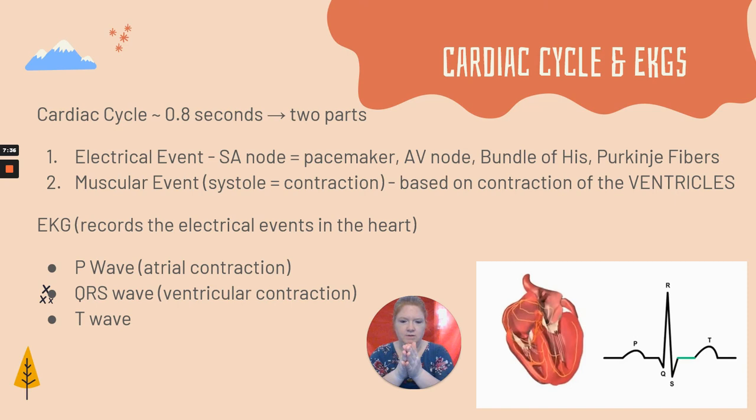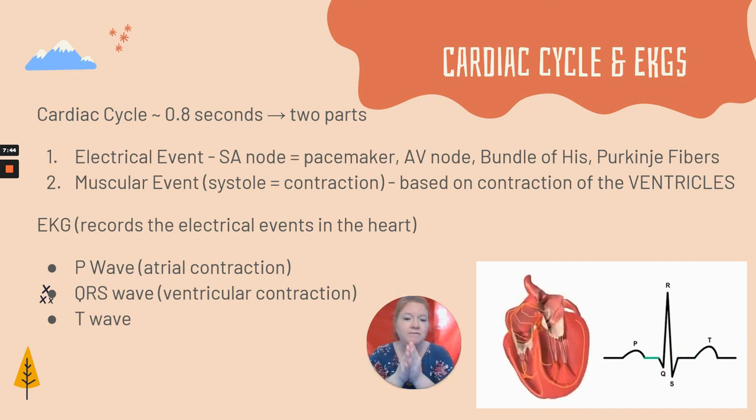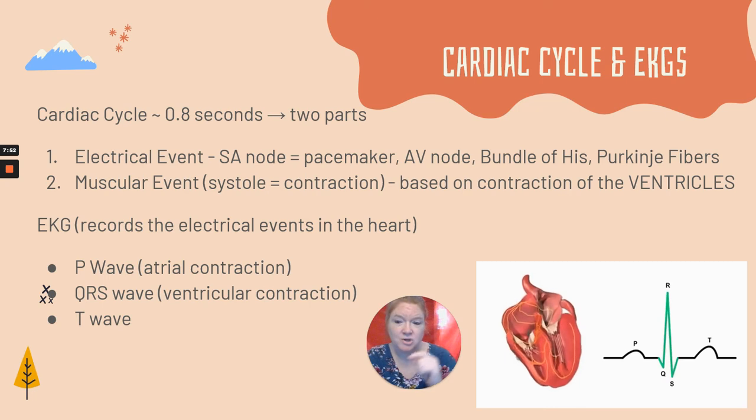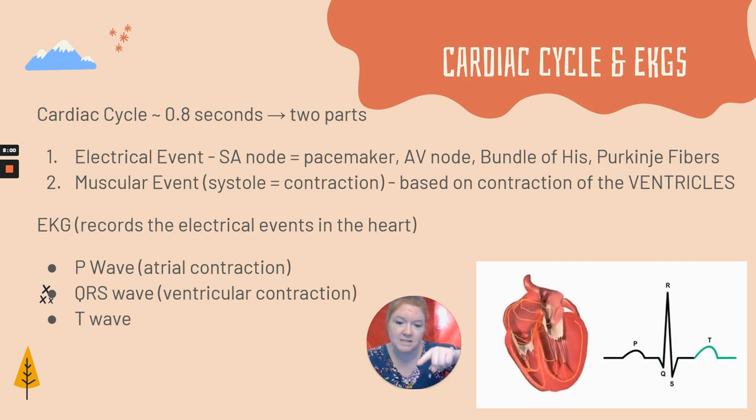SA node, AV node, bundle of His, Purkinje fibers. Muscles contract. Okay. The EKG records the electrical event in the heart. So it goes P wave, and then a QRS wave, and then a T wave. P wave, QRS, T wave. Okay, and that's recording the electrical events in the heart.